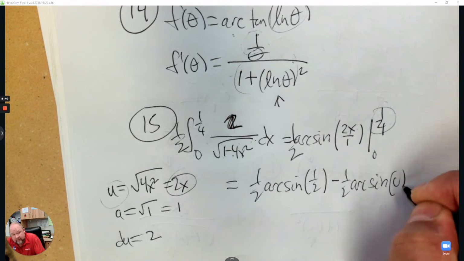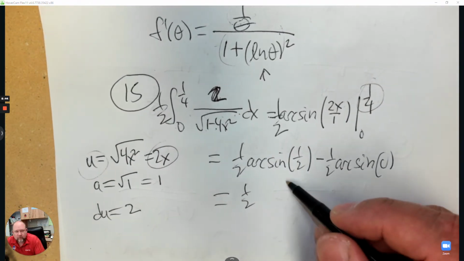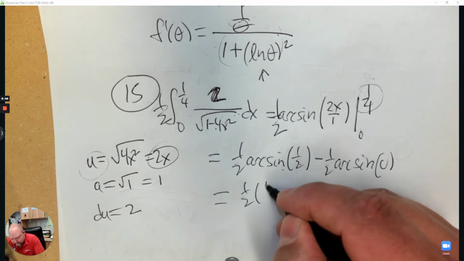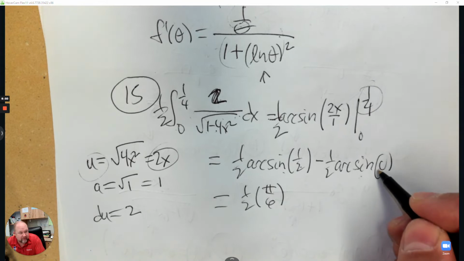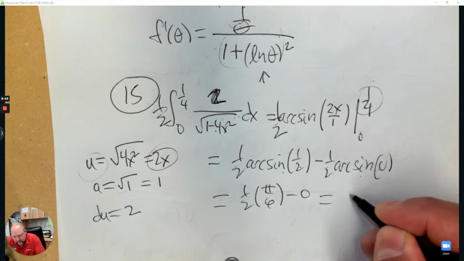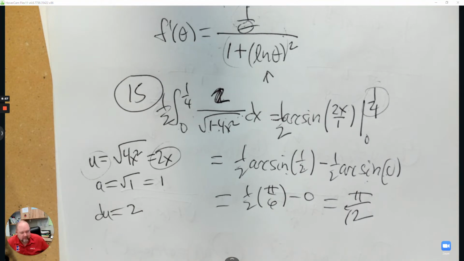I'm going to plug 0 in. The angle where the y coordinate is 1/2 is pi over 6. The angle here where it's 0 is 0. So this answer is pi over 12. Number 16.